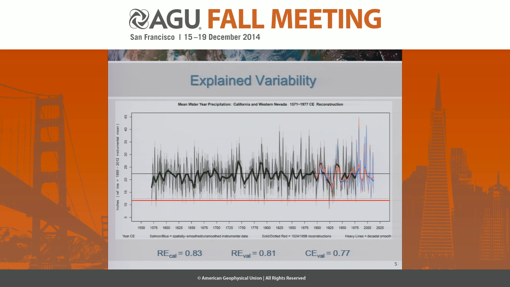So to give you a feel for the quality of this time series, here are some of the typical validation and calibration statistics. You can see that the explained variability is extremely high, both in calibration on the left there and in validation. This is about as good as it gets for this kind of reconstruction, so we feel very good to make interpretations based on this.